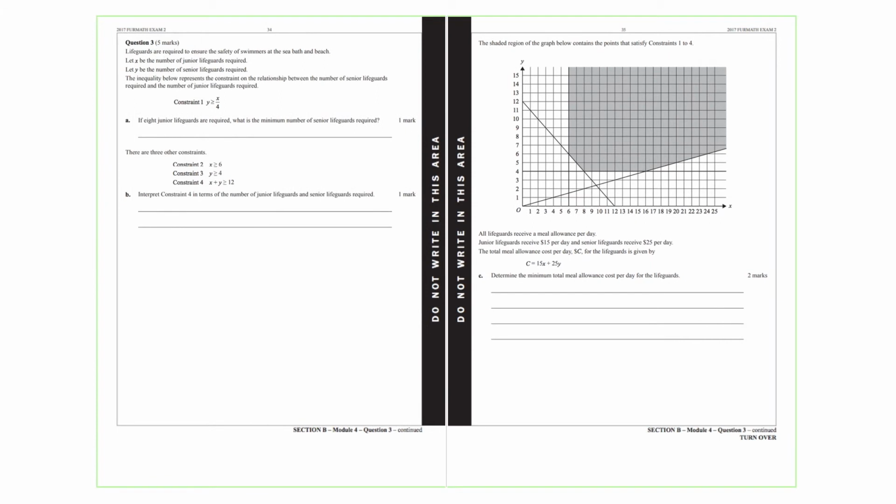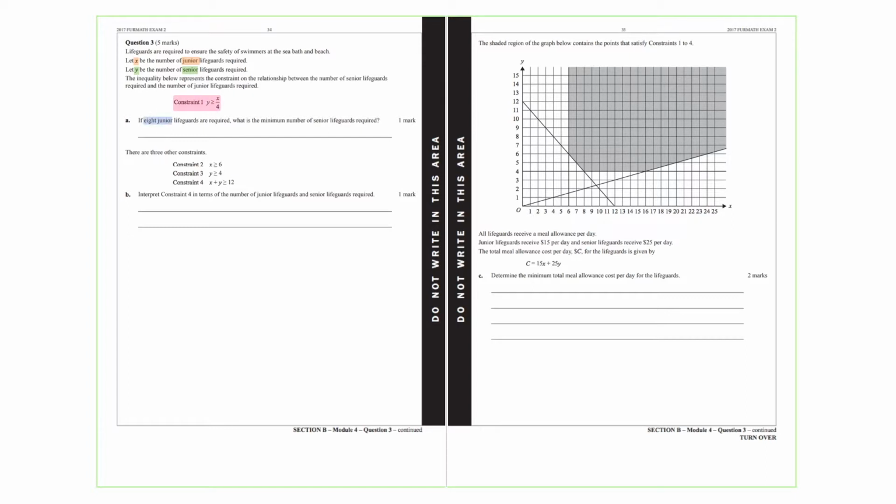Question 3. Lifeguards are required to ensure the safety of swimmers at the sea bath and beach. Let X be the number of junior lifeguards required and Y the number of senior lifeguards required. The inequality below represents the constraint on the relationship between the number of senior lifeguards required and the number of junior lifeguards required.